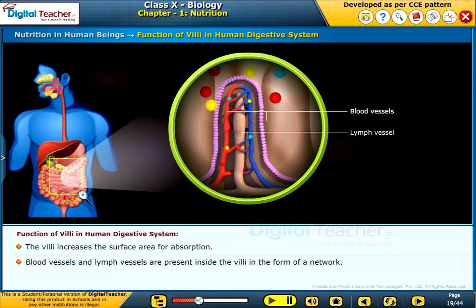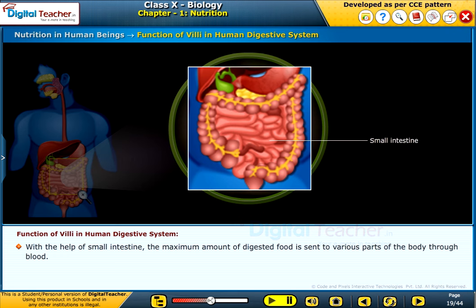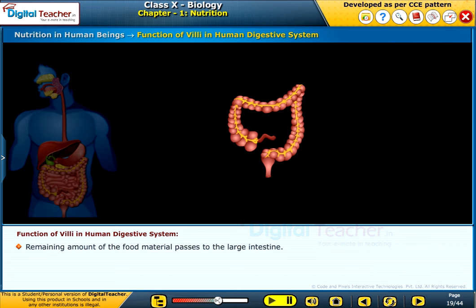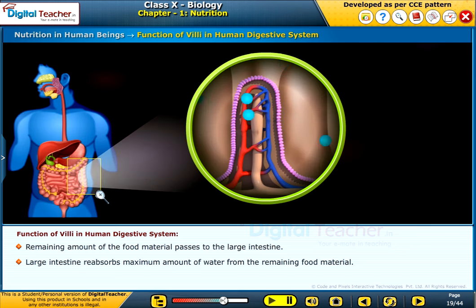Blood vessels and lymph vessels are present inside the villi in the form of a network. The digestion products are first absorbed by the villi and then pass into the blood vessels and lymph vessels. With the help of the small intestine, the maximum amount of digested food is sent to various parts of the body through blood. The remaining amount of the food material passes to the large intestine. The large intestine reabsorbs the maximum amount of water from the remaining food material.